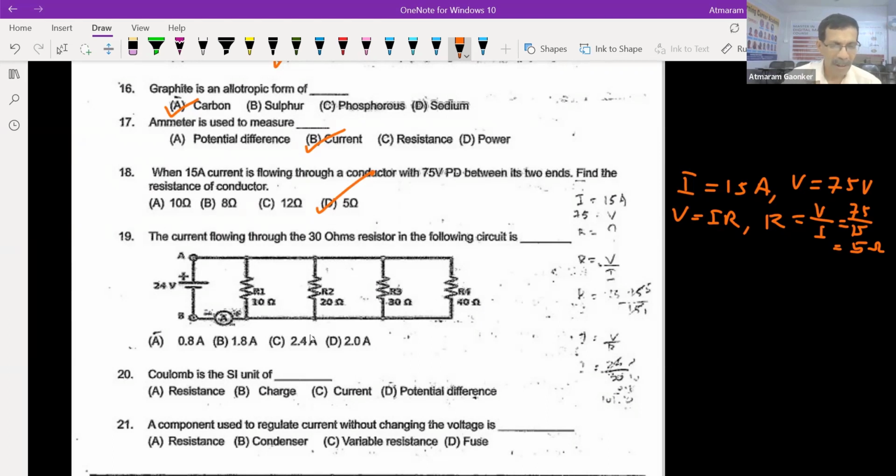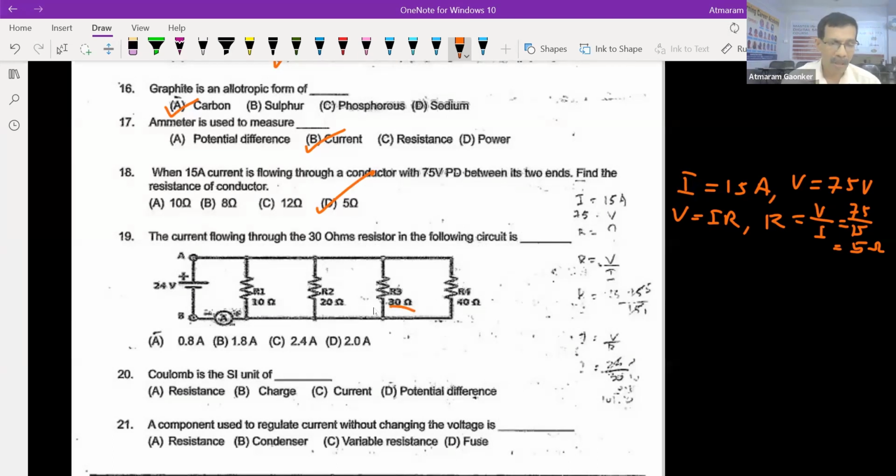Now, question number 19. The current flowing through the 30 ohm resistor in the following circuit is, which is the 30 ohm resistor? This is the 30 ohm resistor.